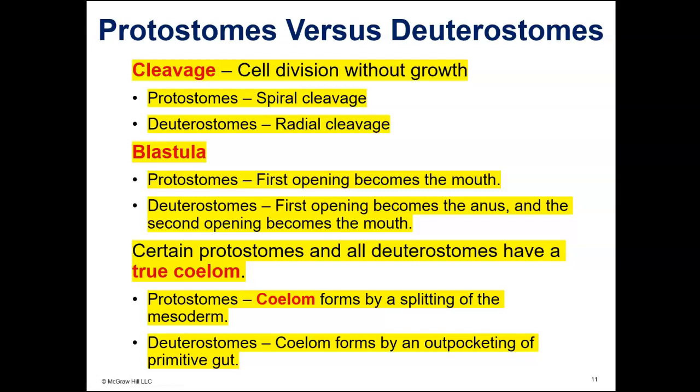The zygote is the egg that has been fertilized by a sperm. It is the first cell that develops into the adult animal. So it's the very first cell, called a zygote. When that zygote begins to divide, the overall size doesn't get bigger. When it divides into two cells, each of those two cells is half the size of the zygote. So we call this cleavage: cell division without growth.